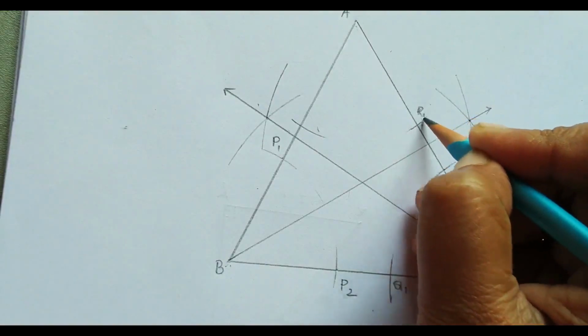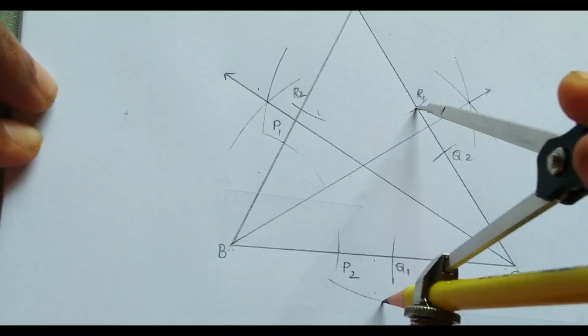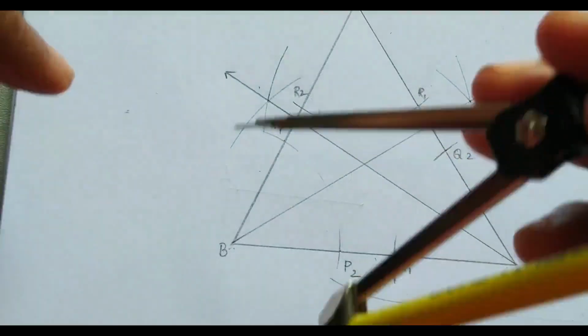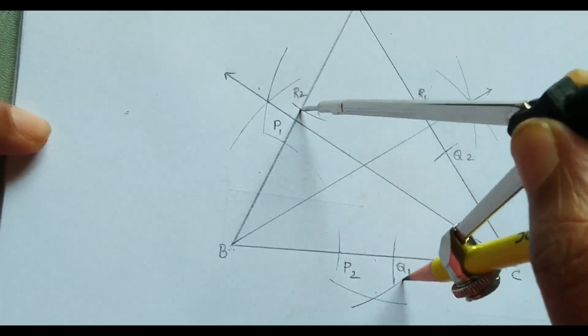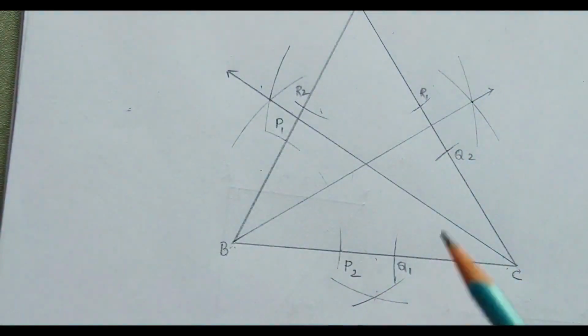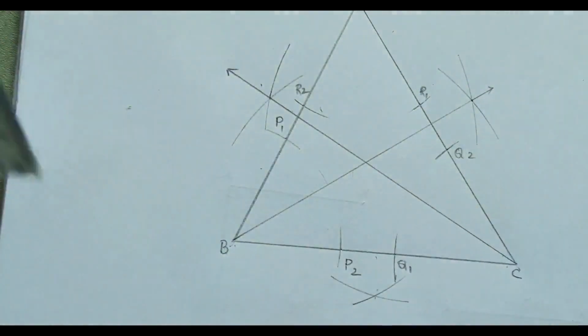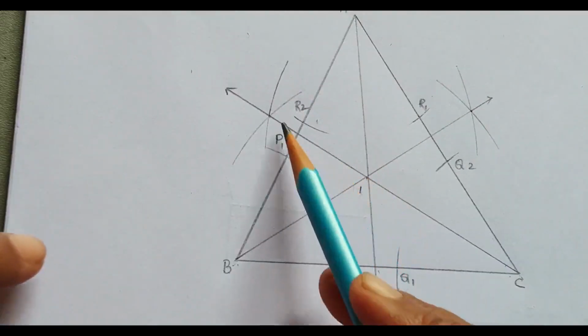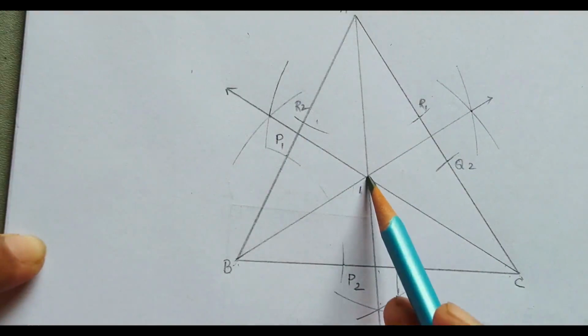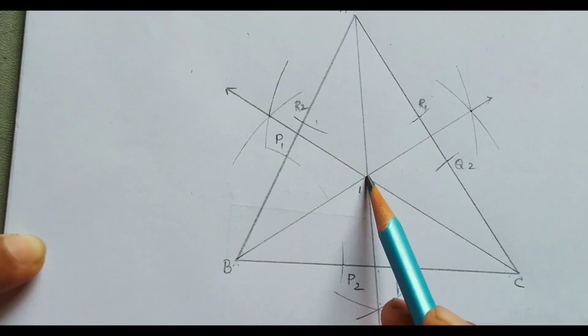Let's name it R1 and R2. Now draw arcs from R1 and R2. Join the point of intersection with vertex A. Now if you notice here, the three angle bisectors meet at a common point, or in other words, the three angle bisectors are concurrent. That is, they meet at a point.